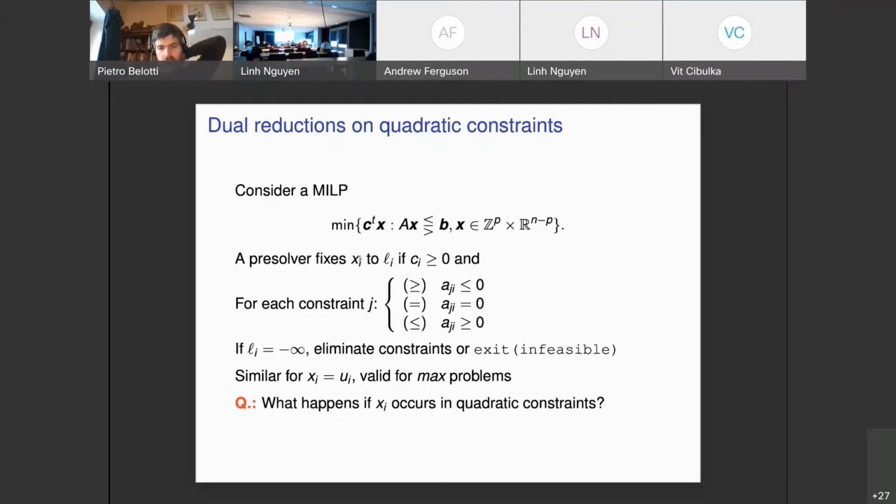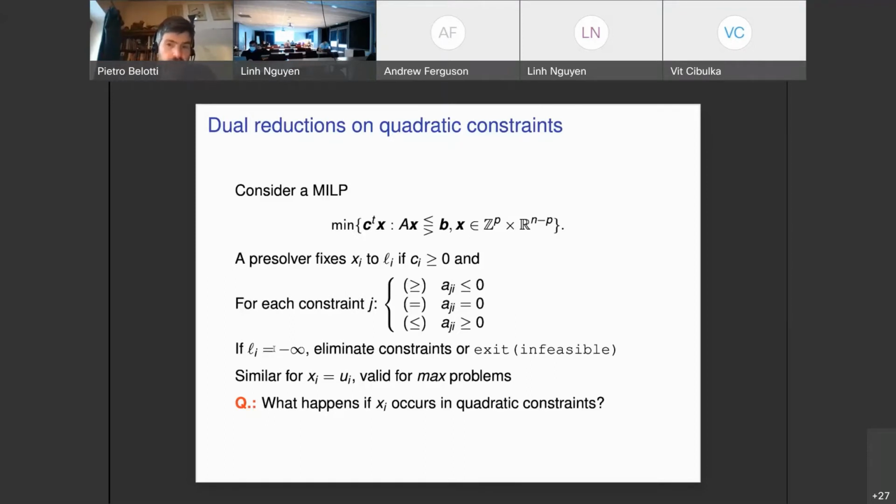A variable xi can be fixed to its lower bound if we are minimizing, of course, and its coefficient in the objective function is non-negative, and also for all of the constraints these conditions hold. That is, all such conditions must hold in order for us to be able to fix xi to its lower bound. So if it's a greater than or equal to constraint, then its coefficient must be non-positive. If it's an equality constraint, there must be no coefficient, etc.